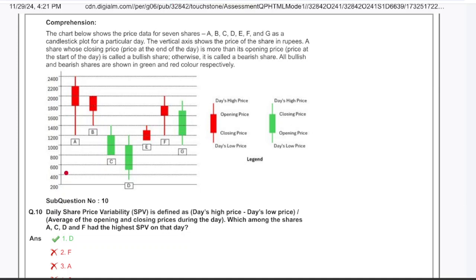CAT 2024 LRDI slot 1 puzzle number 3. Now this puzzle was on the stock market pattern. Like if somebody is trading in stocks, they will be able to do it really quick. Let's do this.